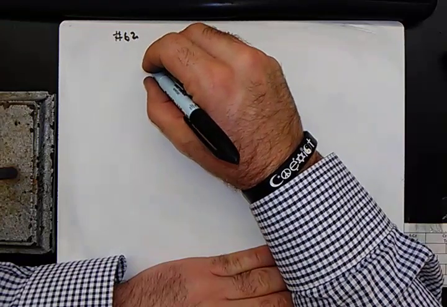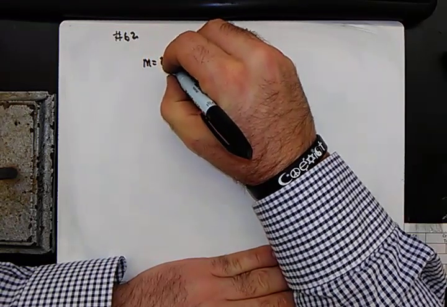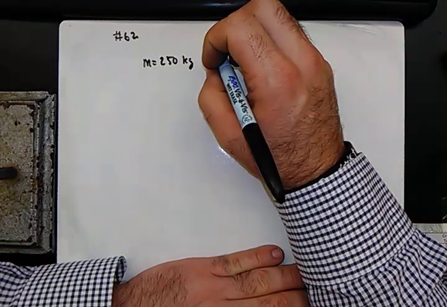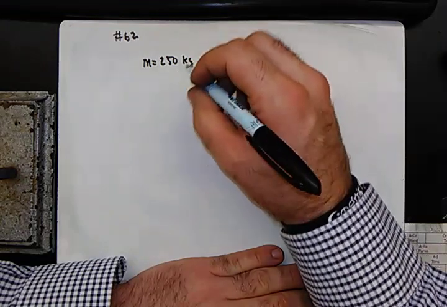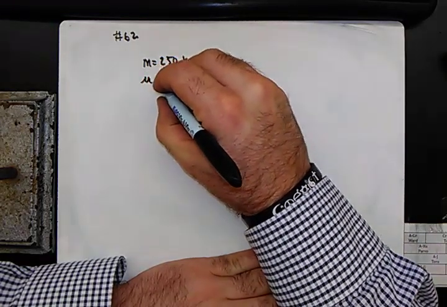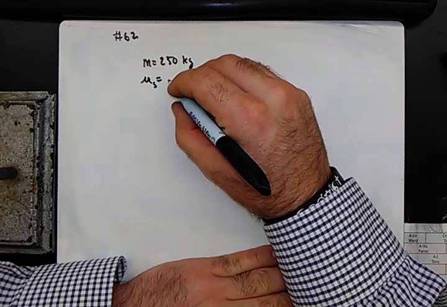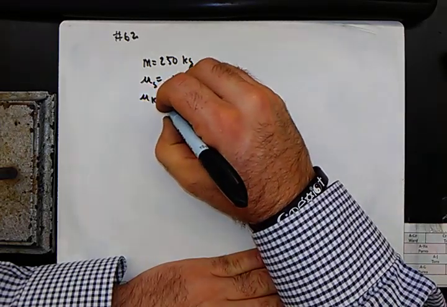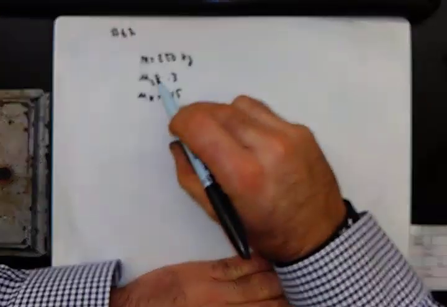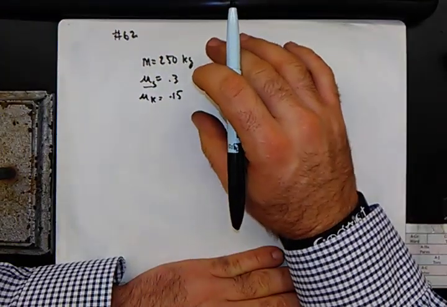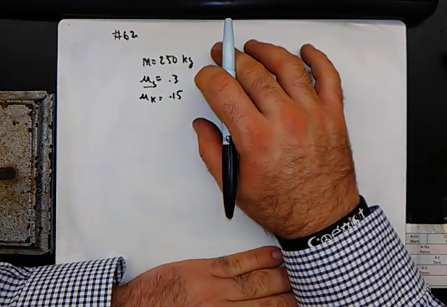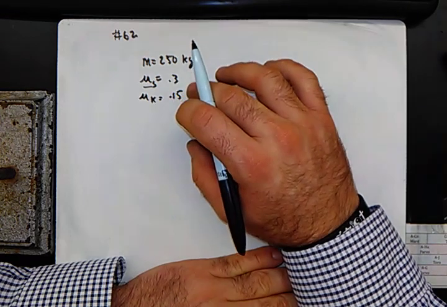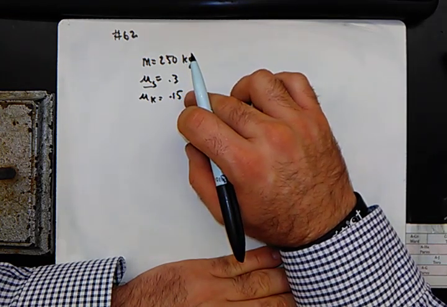kilogram object. So the mass of the object is 250 kilograms, located on a table near the surface of the Earth. The coefficient of static friction, so that's mu sub s, is 0.3. And the coefficient of kinetic friction is 0.15. Static friction is the friction when it's still. So think still, static. Now, once you break free, it switches over to something called kinetic friction.